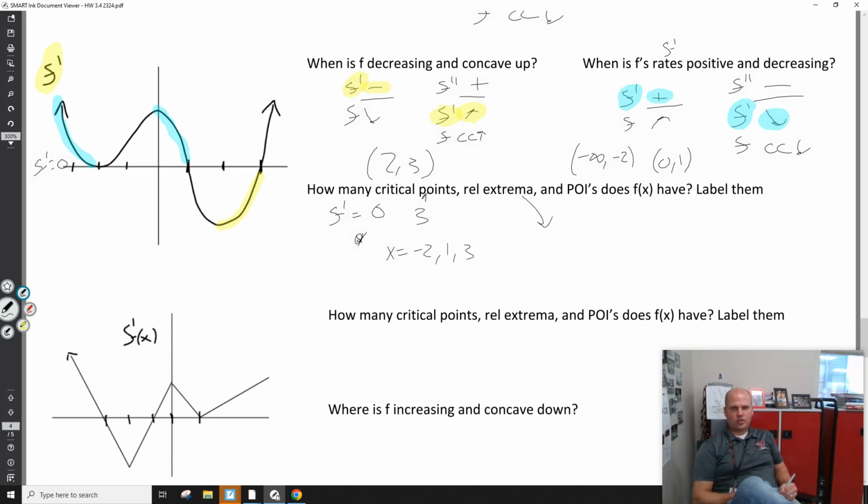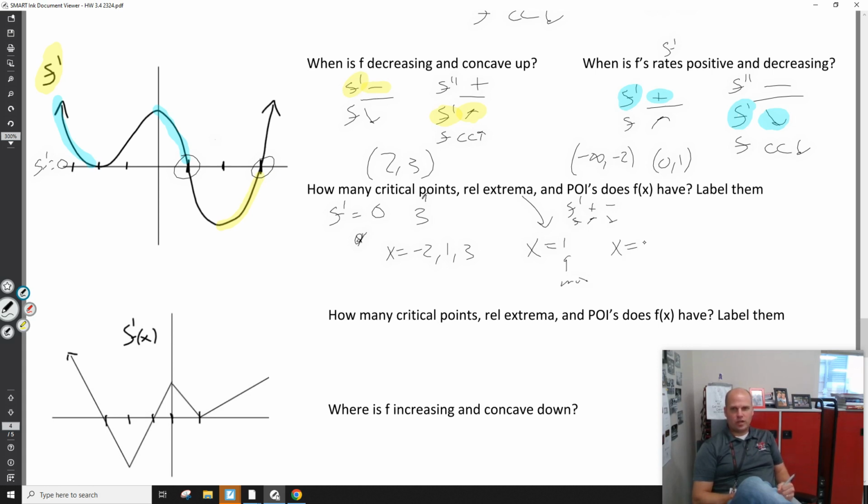What are the relative extrema? Where does F prime change signs? Here and here, we change signs from a positive to a negative. I'm not going to do the whole sign chart because it's going to take a long time, but if you want to, you can. X equals 1, F prime changes signs from positives to negatives. If F prime goes from positive to negative, F has to go up then down. X equals 1 is a max.